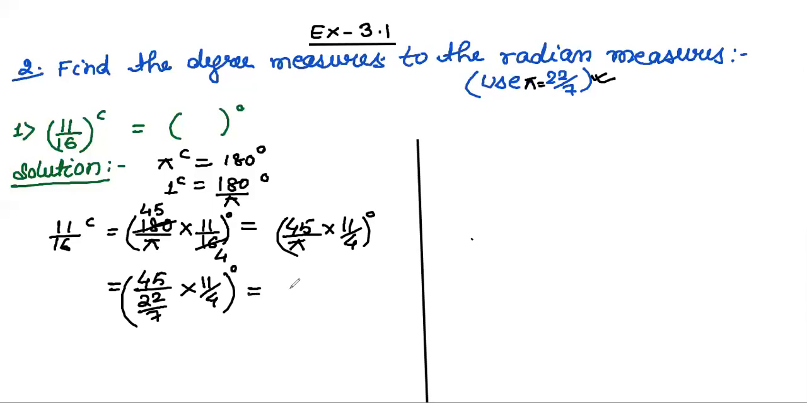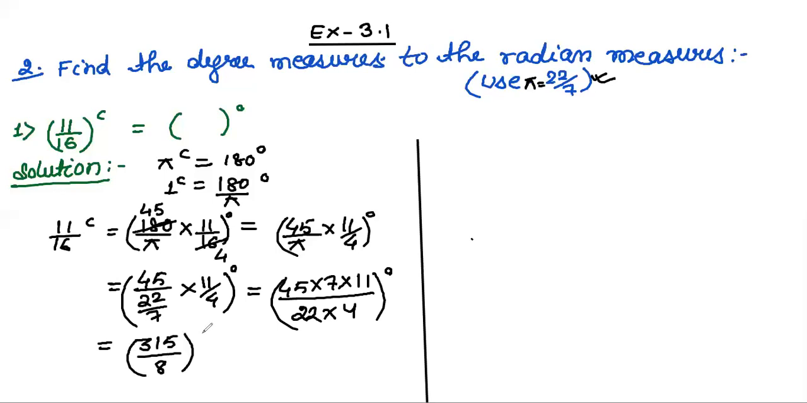So it will be 45 into 7 into 11 divided by 22 into 4. Now we'll calculate it. After calculating, we are getting here 315 by 8 degree. Now we know that whenever we are getting a fraction, then we have to calculate it. Means we will convert this degree into minutes, and after that, if we are again getting a fraction, then we will convert into seconds. So here I'm going to solve in rough.